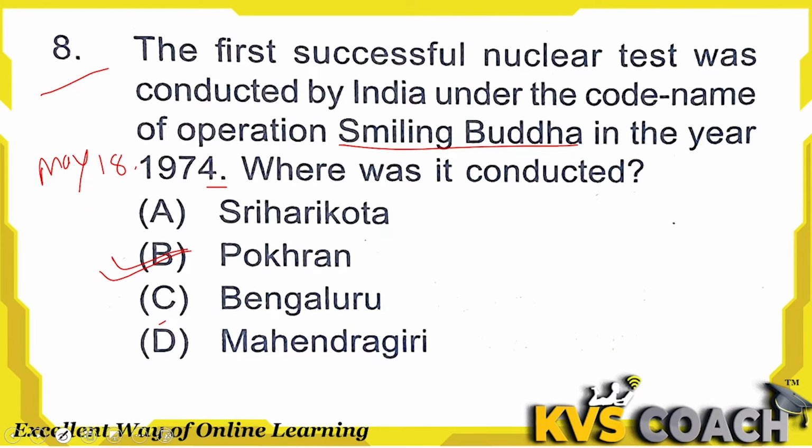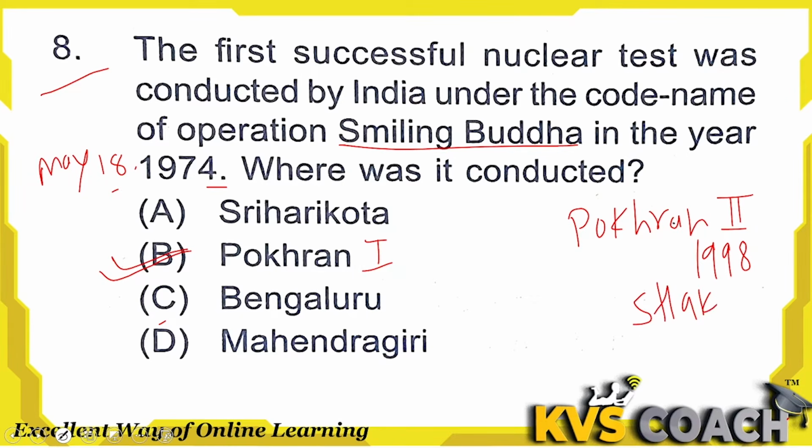This mission was also known as Pokhran first mission because in India only 2 nuclear tests were held, and those were Pokhran 1 and Pokhran 2. Pokhran first was held on May 18, 1974 and second was held in 1998. Okay, and the Pokhran second mission was known as Shakti, as the first was known as Smiling Buddha and the second was known as Shakti.